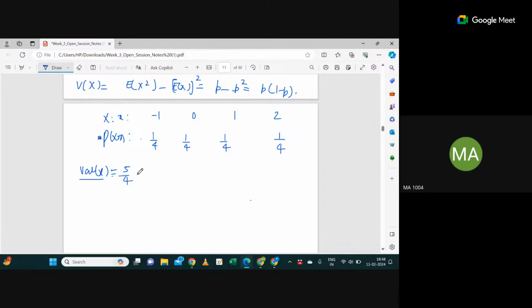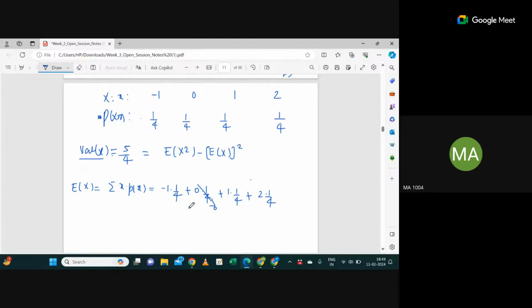Okay. So first of all, as per the definition, I have to see expected value of x square minus expected value of x whole square, right? Now first let's find the expectation of x. So this is nothing but summation of x into px, right? So it will be -1 into 1 by 4 plus 0 into 1 by 4 plus 1 into 1 by 4 plus 2 into 1 by 4. So this will be 0 and this will be -1 by 4. So this will get cancelled. Basically, I will get 2 by 4, right?